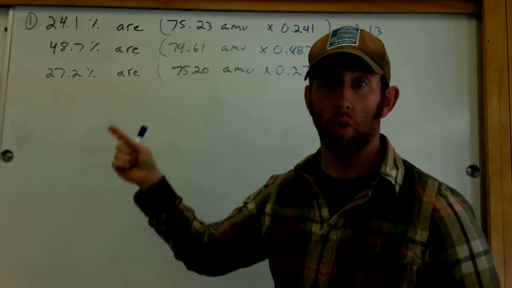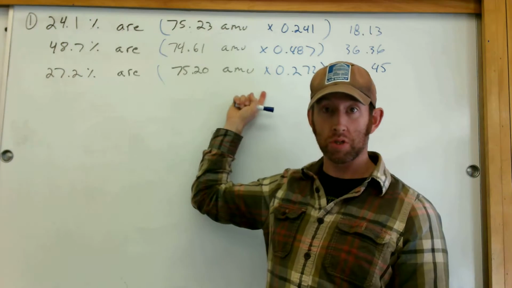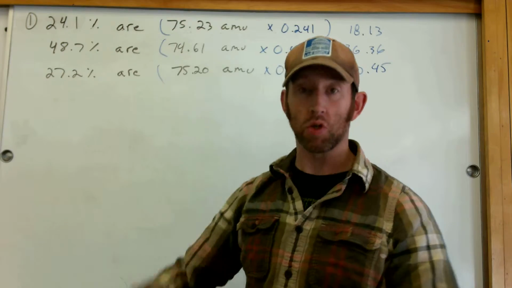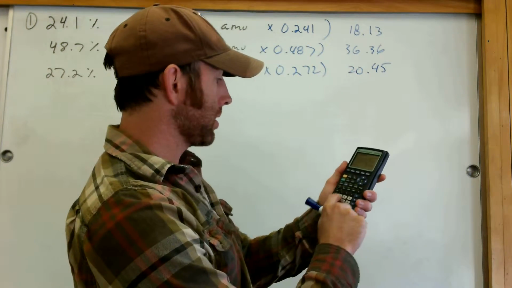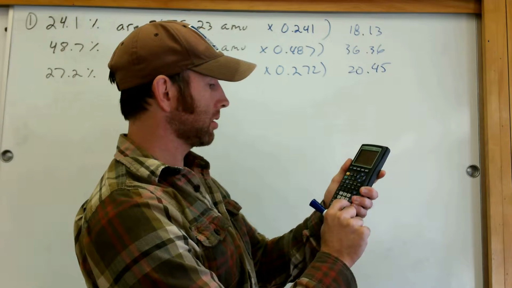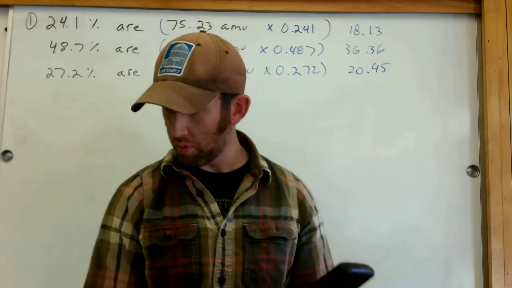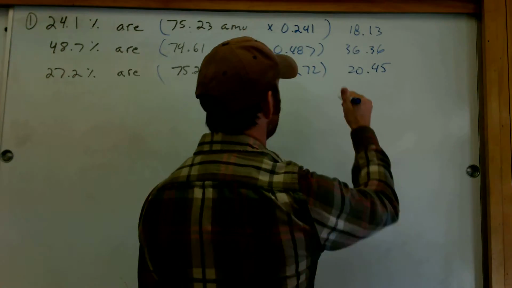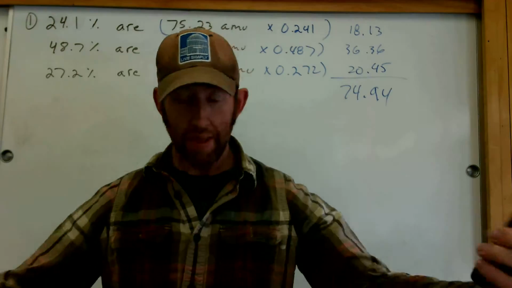All right. Now, multiply, so that was my step 4. I'm going to multiply my value, which is my mass, by its decimal abundance, not the percent abundance, right? And those are my 3 numbers. So we multiply and then we add those up. So when I add those up, I go 18.13 plus 36.36 plus 20.45. I get 74.94. Okay? And that is my atomic mass.